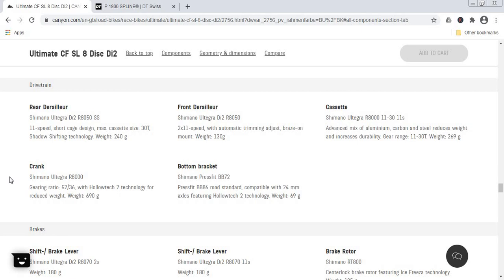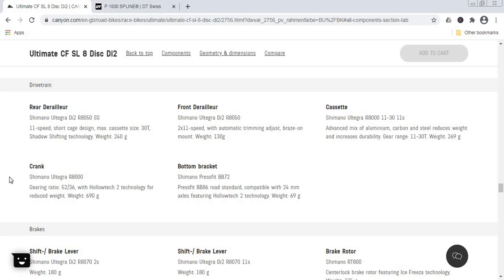Cassette on the bike is Shimano Ultegra R8000. As I was saying, 11-30 cassette. Superb choice, no cutting corners. Crankset, again Shimano Ultegra R8000, 52-36. So for example, if this combination of 52-36 crankset and 11-30 cassette is not enough for you when you attack your steep mountains and you want to switch to an 11-32 cassette, 11-34 cassette even, you will have to change your rear mech.